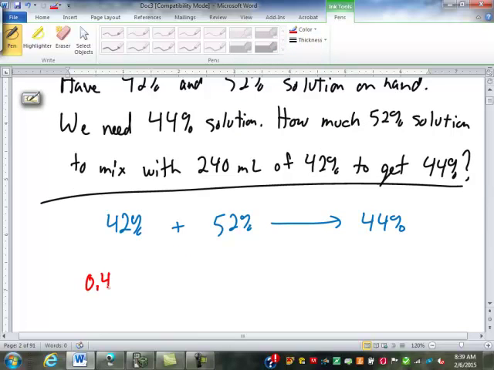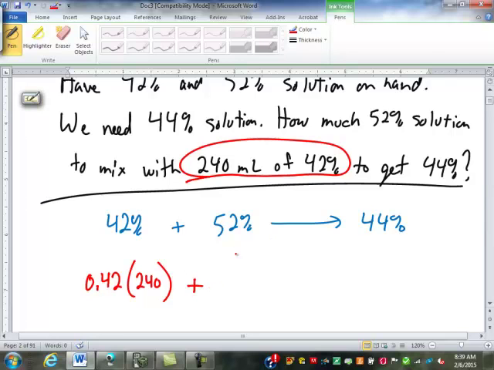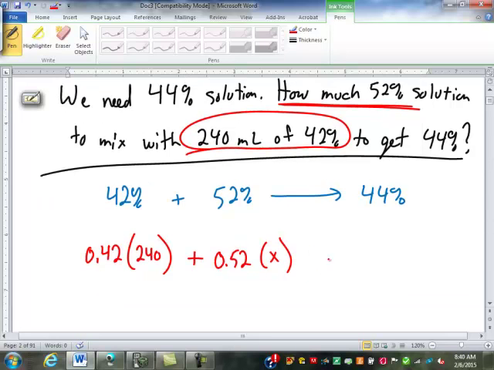42% is going to be 0.42 as a decimal. Do we know how much of that we are using? 240 milliliters, yes. 240 milliliters of the 42%. And I'm going to leave the milliliters off just to make it easier to write my equation here. To that, we're going to get the 52%, which is 0.52. We don't know how much of that. That's what we're asking, is how much of that 52%. So x is going to be the amount of the 52%. And we want to have 44%. That'll be 0.44. Do we know its amount?